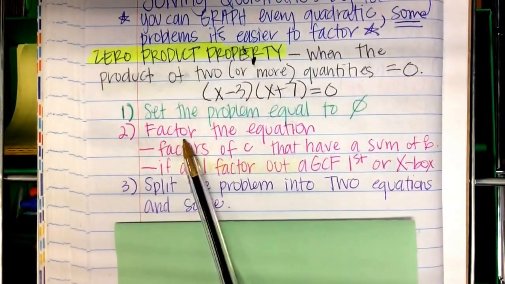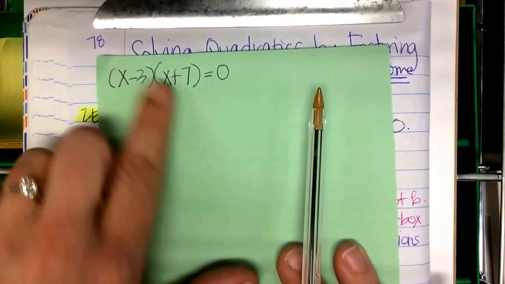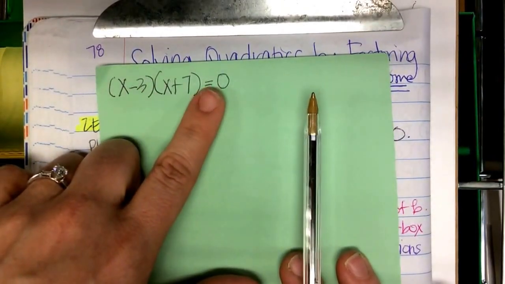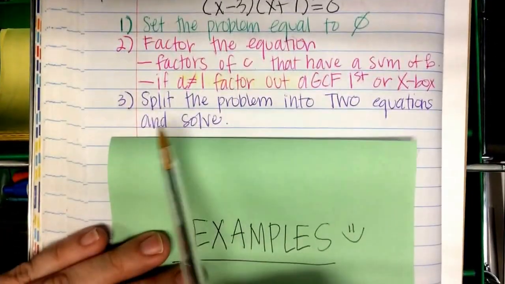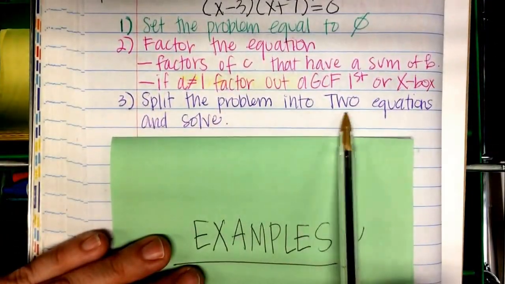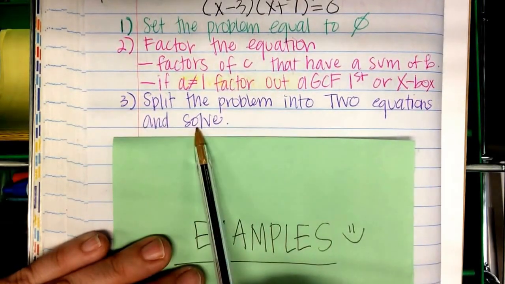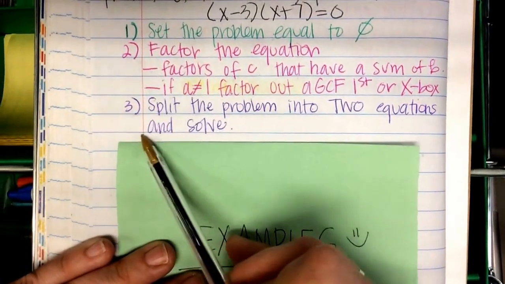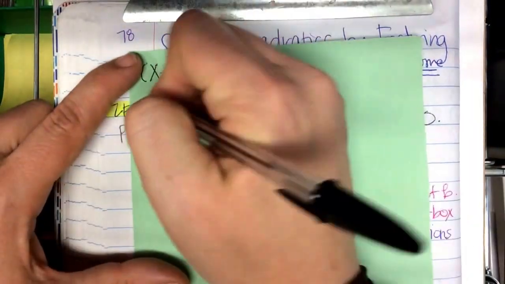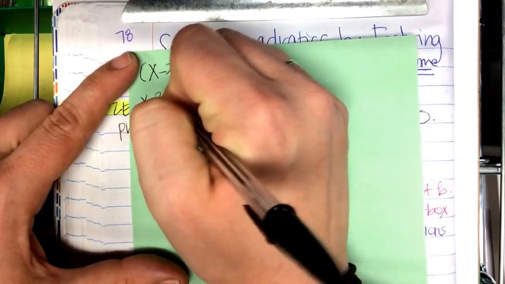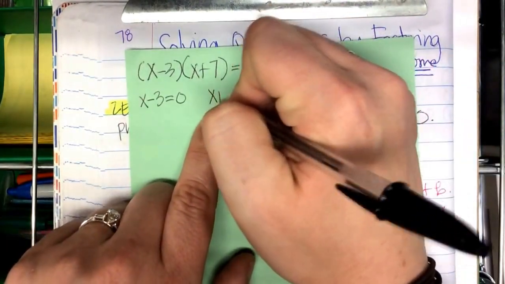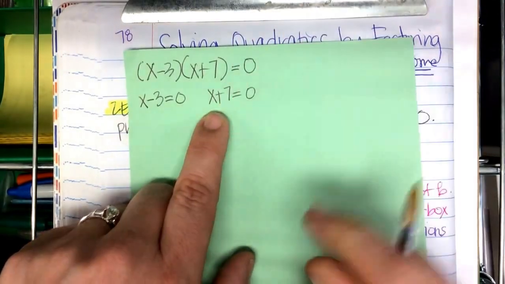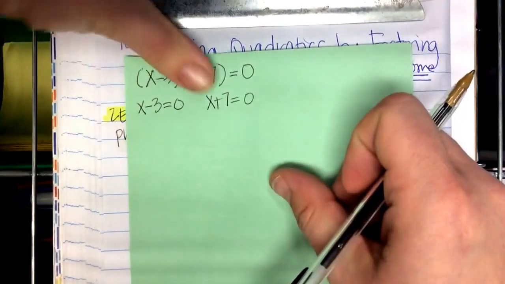Step 2, it says factor the equation. Well, it's already factored, so I can even skip step 2. Step 3, split the problem into 2 equations and solve. So I skipped 1 and 2 and I'm automatically on 3. So I'm going to split it in 2 problems. X minus 3 equals 0 and x plus 7 equals 0. I split it into 2 problems.